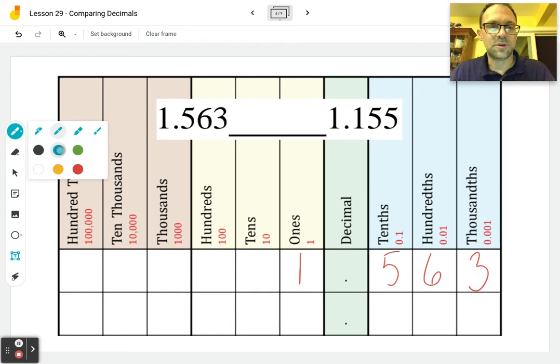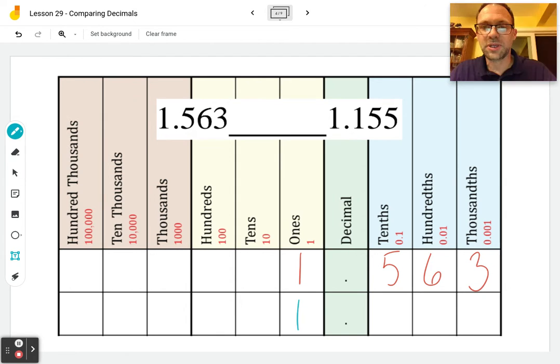And in our second number, the 1 goes in the ones place, the 1 goes in the tenths place, the 5 goes in the hundredths place, and the other 5 goes in the thousandths place. We now have both numbers correctly entered onto our place value chart. Let's compare them digit by digit, beginning with the greatest place value and moving towards the least.